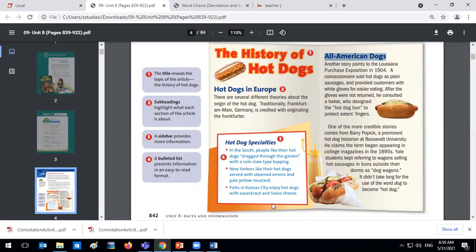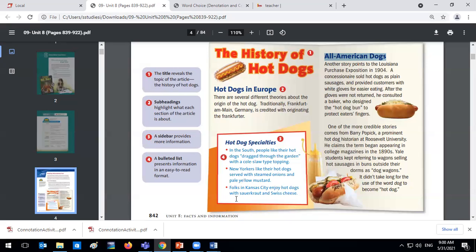In the following box, as we could see here, this is a sidebar, and it includes information that the author wants to mention. However, it does not fit in with the article. It's related to the topic, but it doesn't fit in with the article, so the information is presented in a sidebar. So it's additional information that's related to the topic. For example, here it's discussing the hot dog specialties, how each location in America enjoys their hot dog, in the South, in New York, versus in Kansas.